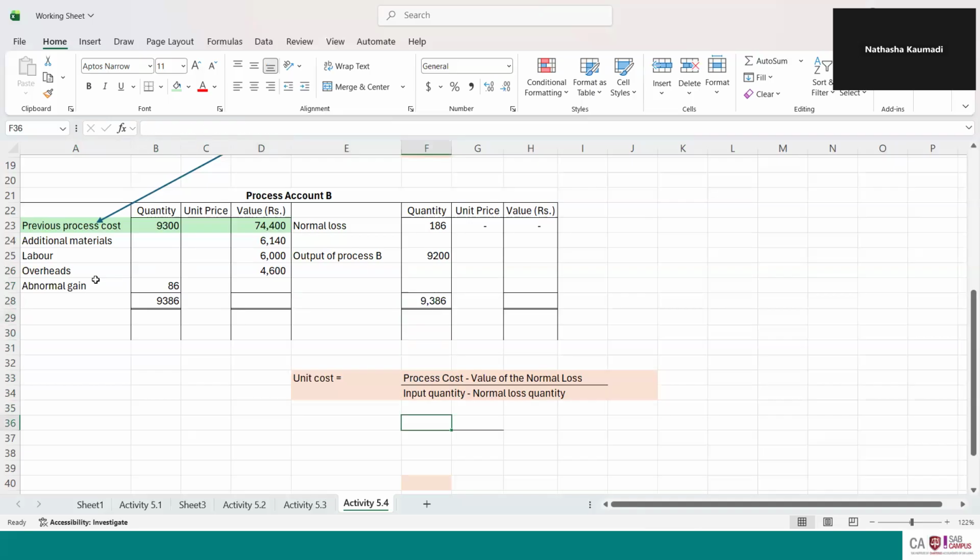All right. How much is the process cost? You can take the process cost here. It's like 91,140, right? We'll take the value and see. Yes, 91,140 minus value of the normal loss. No, you don't have a value because you don't have scrap sales. Input quantity 9,300. That is what you have input. And then normal loss quantity 186. Okay, just calculate and see.